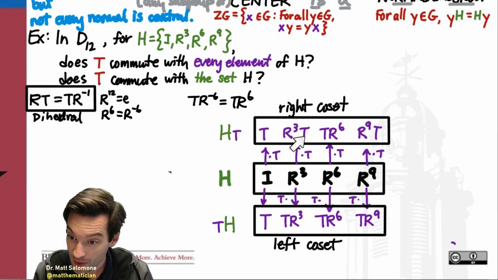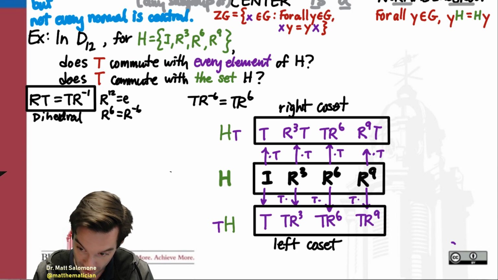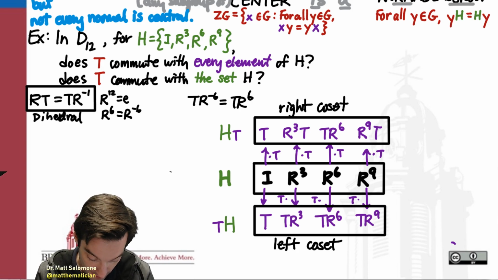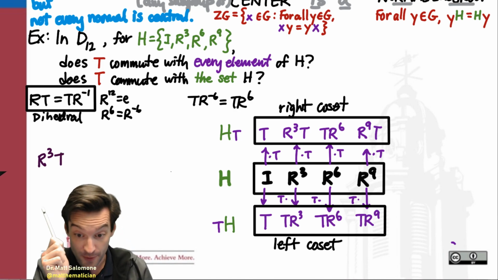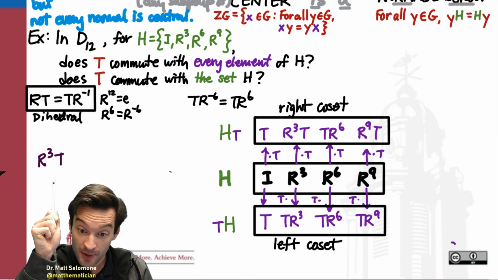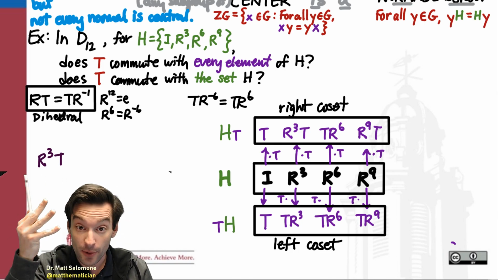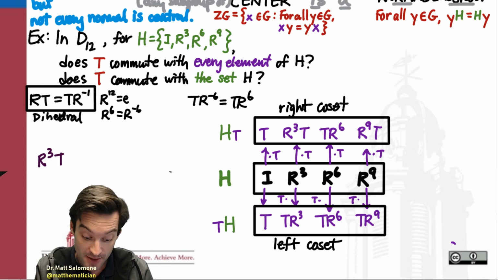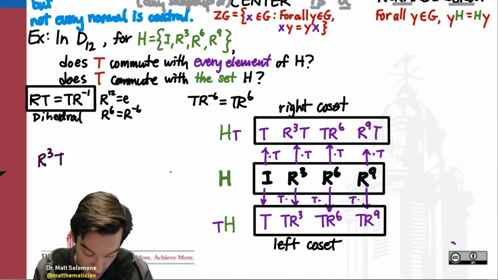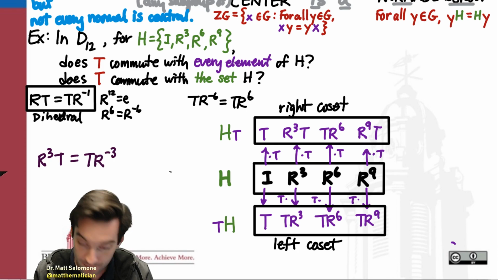But what's R to the 3rd times T? If I simplify that, let me give myself some room to do that just over my head here. R to the 3rd times T. Well, what I need to do is take this T right here and leapfrog it to the left side of 3 powers of R. And every time I do that, this dihedral group relation right here is going to turn those R's into R inverses. So this is T R to the minus 3.